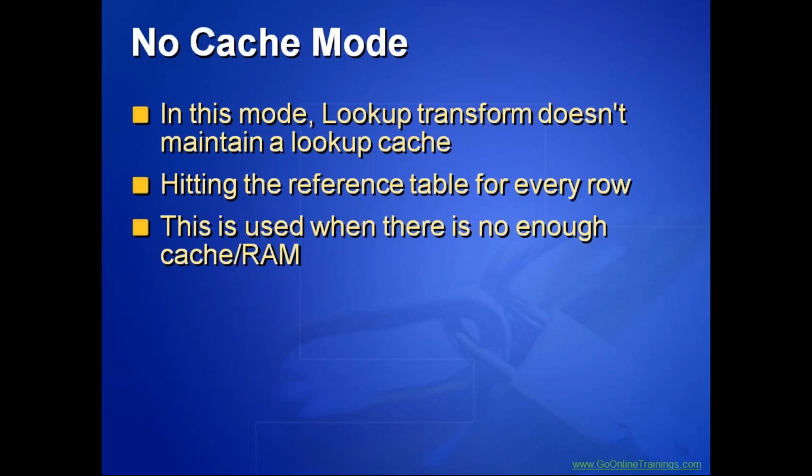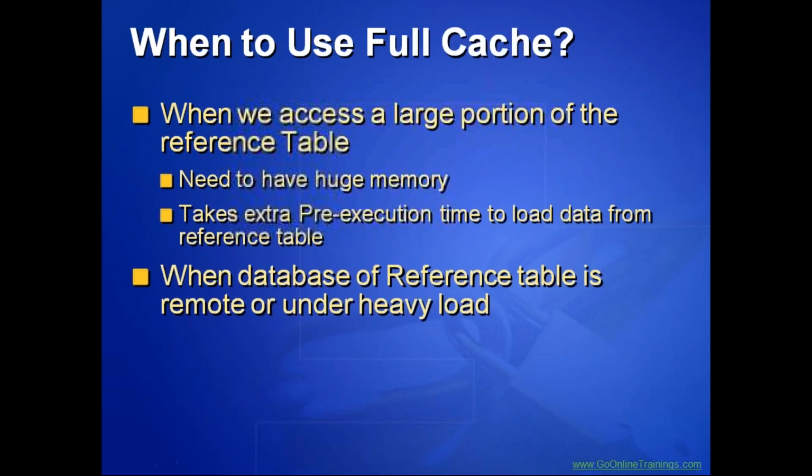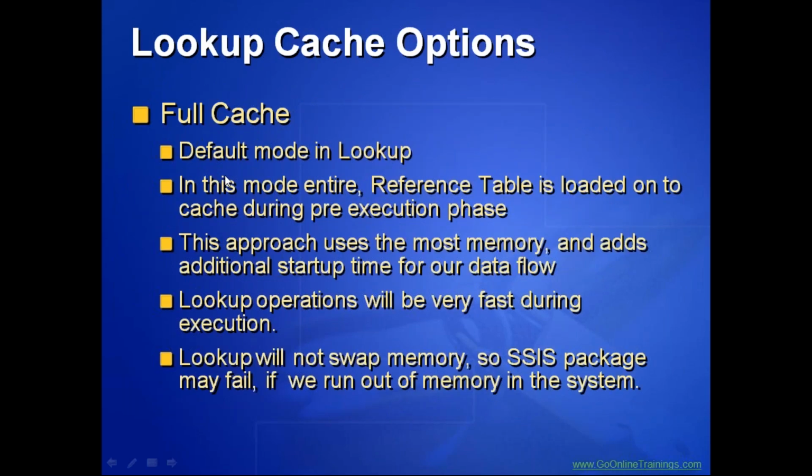In this mode, the lookup transform does not maintain any lookup cache. Why is it not able to maintain? There is not enough RAM in your machine where SSIS is running. It hits the reference table for every row. This is used when there is not enough cache or RAM space available in your local SSIS machine. Otherwise, you're going to do what is called the full cache mode. This is what is called the default mode.